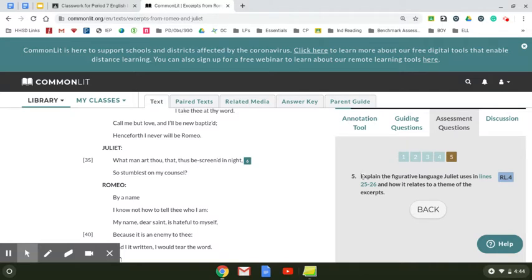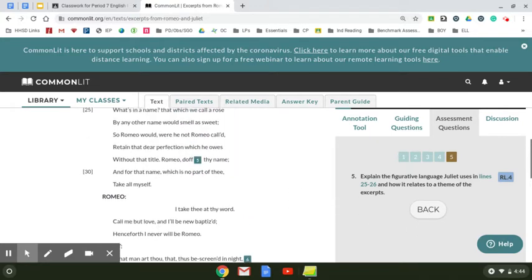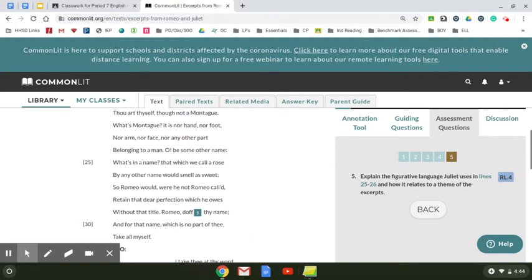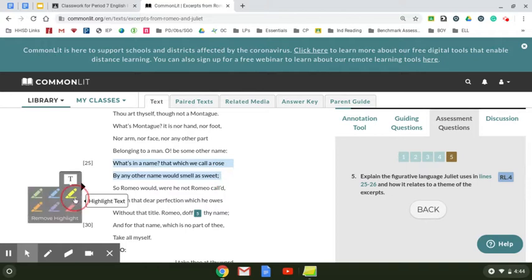So it asks you to explain the figurative language Juliet uses in lines 25 to 26 and how it relates to the theme of the excerpts. So you have to use this line here. Let's make it highlighted for you to tell what theme does this show and how does it show this theme.